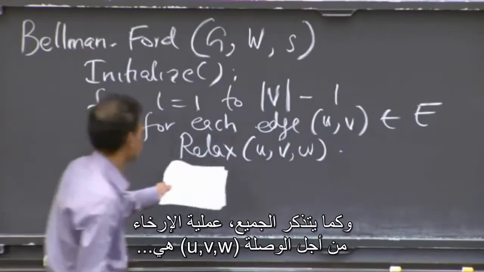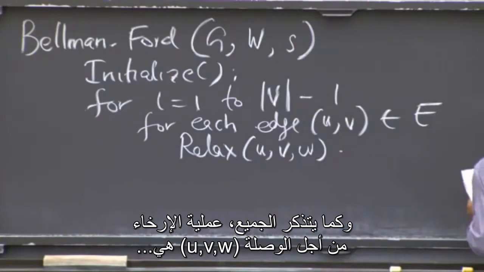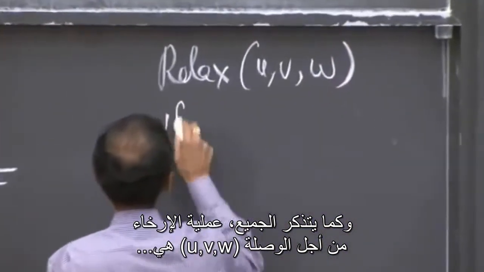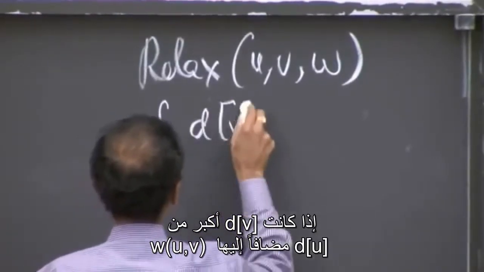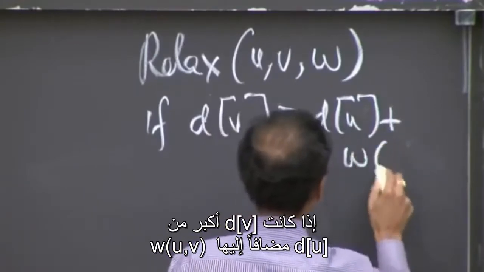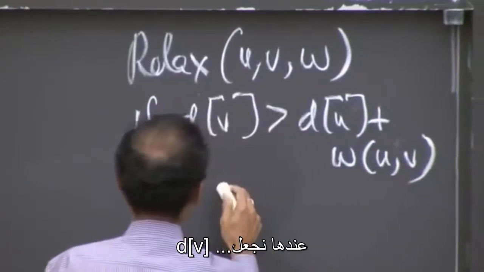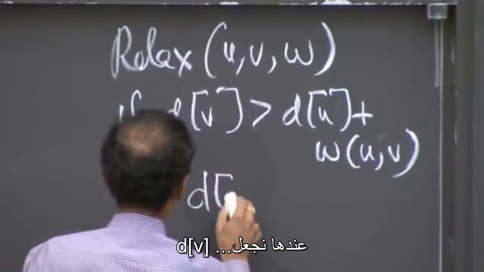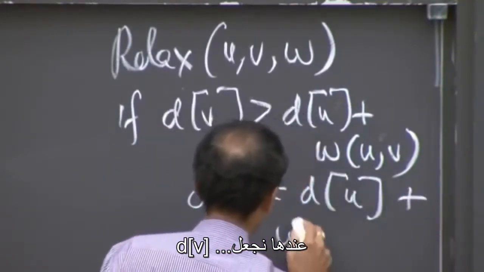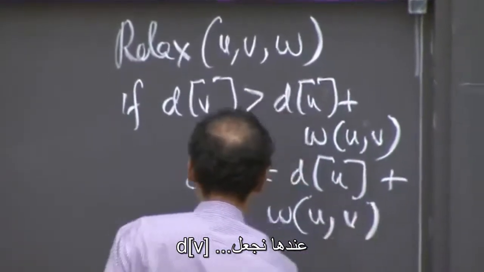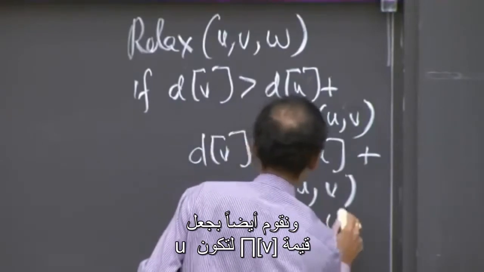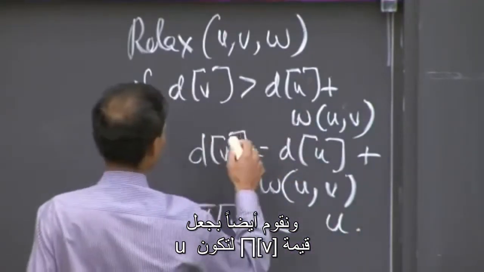And just so everyone remembers, relax uv w is: if d of v is greater than d of u plus w of uv, then we'll set d of v to be d of u plus w of uv, and we also set pi of v to be u. Okay.